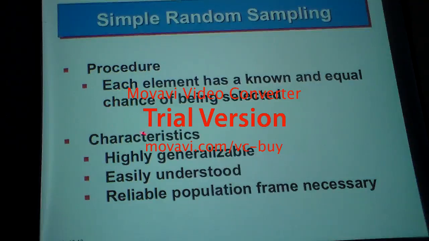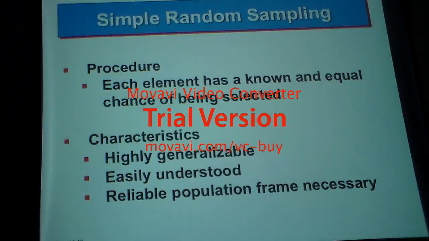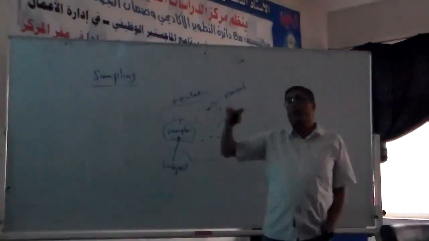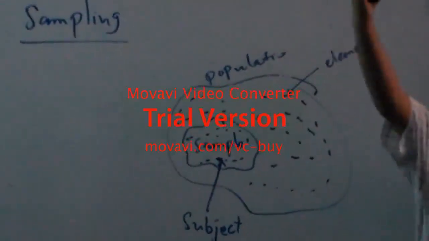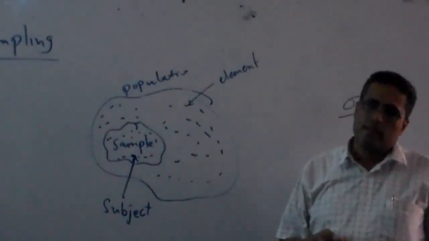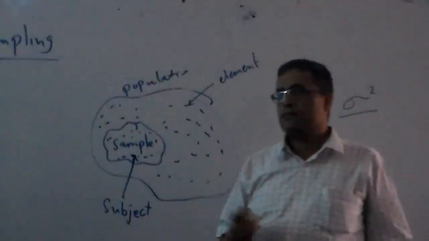So what are the characteristics? Highly generalizable. If you choose your sample in this way, you can generalize, because all of them are the same. The result on selecting some of them can be generalized because there is no preference for some elements over other elements. If there is a preference, your result will be biased toward the thing that you preferred. But since they have equal probabilities, your result can be generalized easily. It's also easily understood.